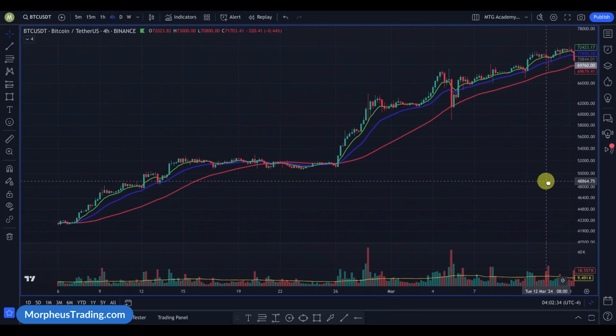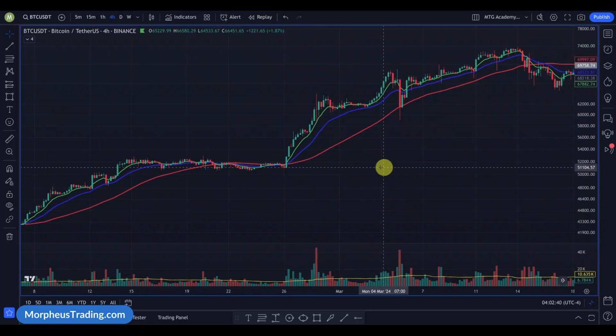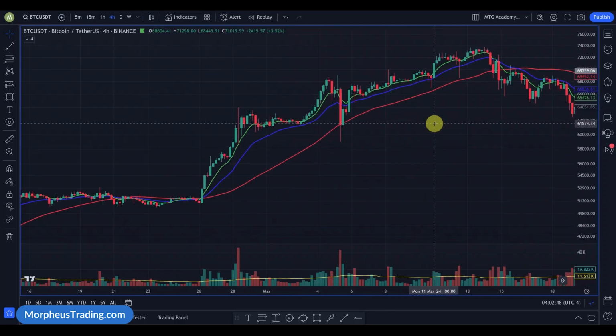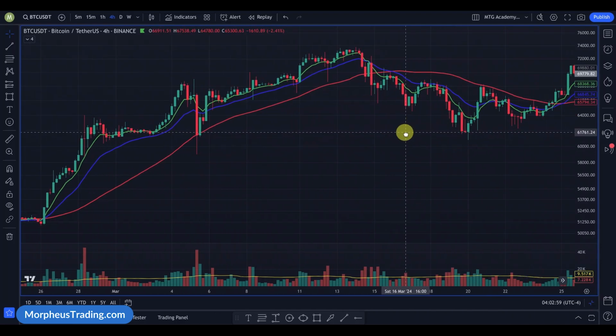Notice how before the correction began that this 50 MA acted as a pivot for support. And even after we broke out in late February, that big dip that we had on March 5th, notice we just undercut the 50 MA and snapped right back above it. And then we had several days where we dipped below and held above it. And you can see how important this level is, because when we had the big sell-off on the 14th, the break of that 50 MA is what reversed the momentum of the short-term trend.